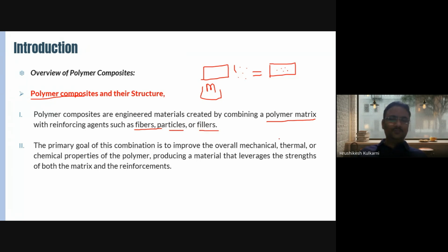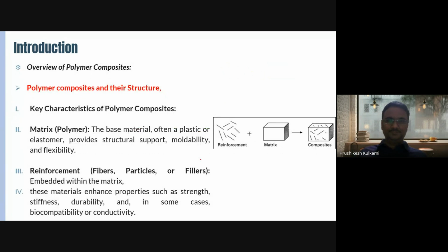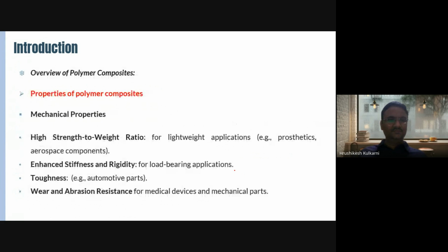Why do we prepare composites? Because virgin or pure polymers do not have the properties required for the desirable application. So to improve properties like mechanical properties, thermal properties, chemical properties, electrical properties, and conductivity, we prepare composites. As I said, with all these matrices and reinforcements, we will get the final composite.